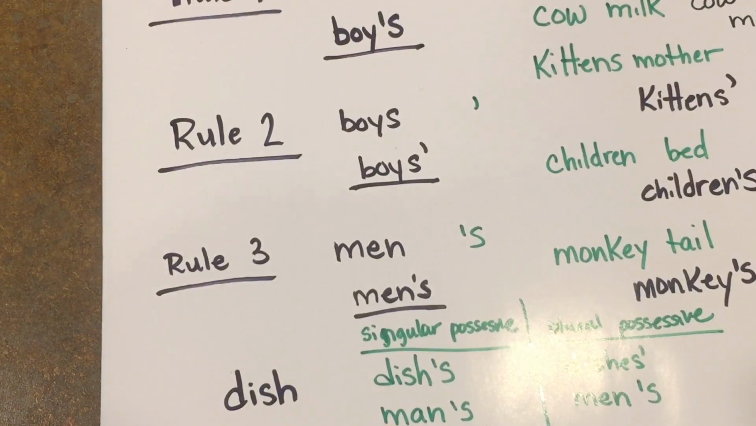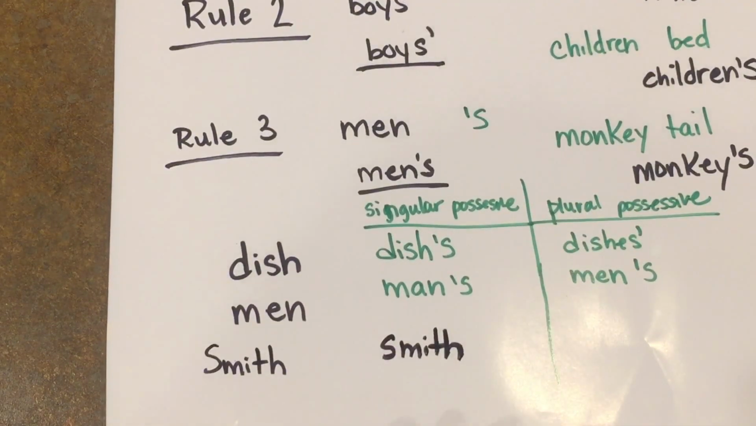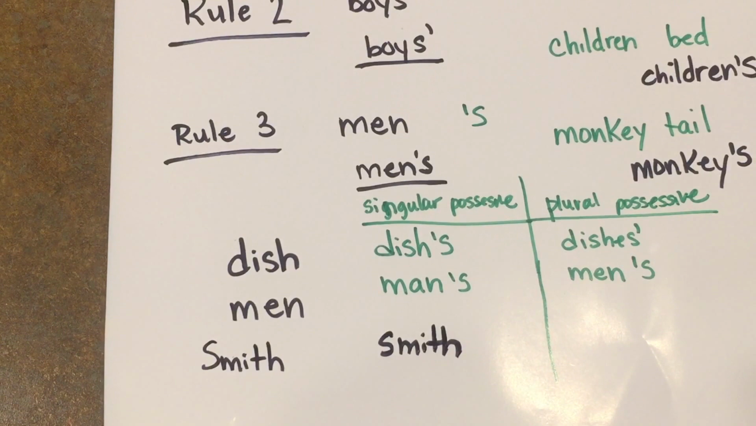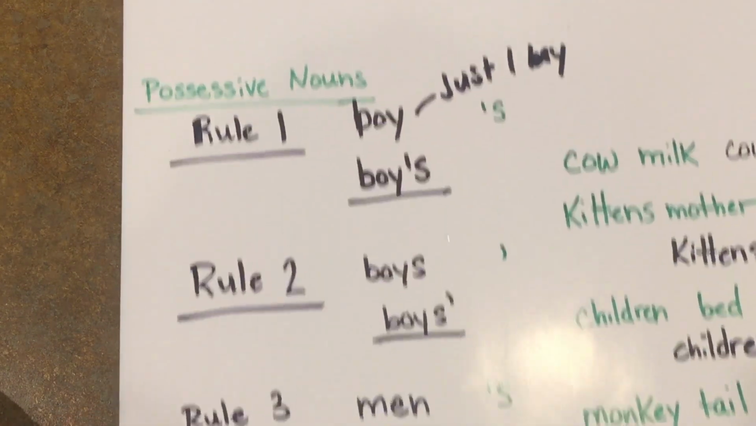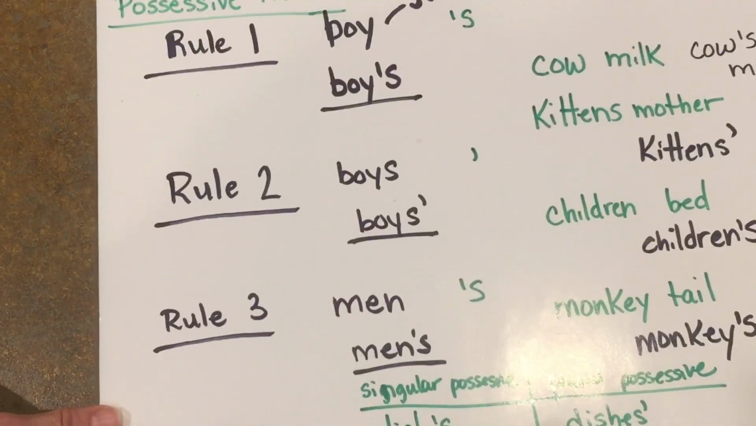How about Smith? What about like someone's last name? Okay, maybe it's the Smith's cat. One Smith. So we have our Smith. Oh, I didn't mean to use the wrong color there. Oops, and you can't see it anyway. Here we go. Smith. And then we want to make it possessive. So just one Smith, singular, apostrophe S.